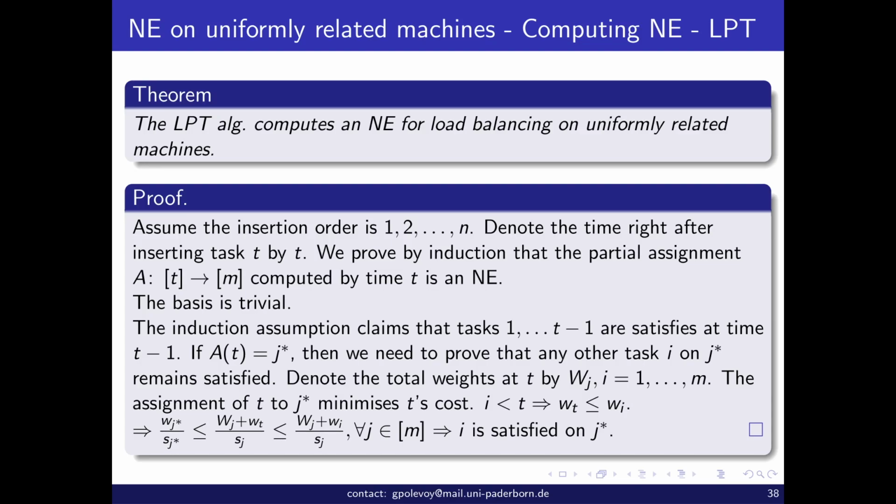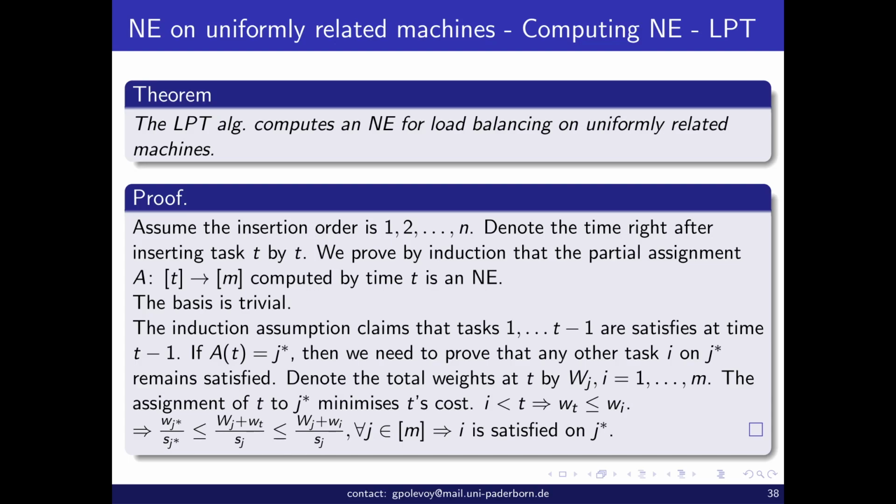Now we prove by induction that the partial assignment we have just built of tasks to the machines is an equilibrium. And then when we look at t equal to n, we are done. Now the basis is trivial. For example, we can look at t being 0, before anything is inserted, or we can also look at t being 1. That task 1 goes to the best machine, basically the quickest machine, and of course it's an equilibrium when you look at only one task. So the basis is trivial.